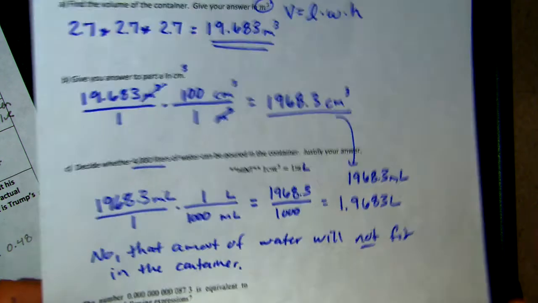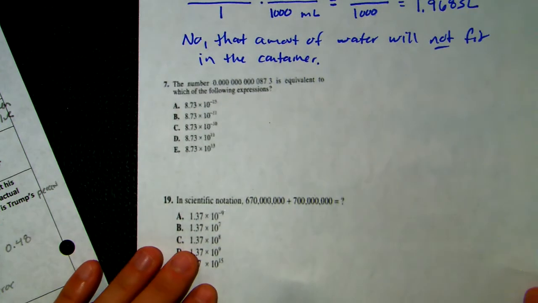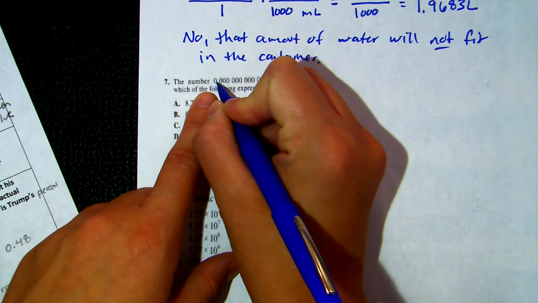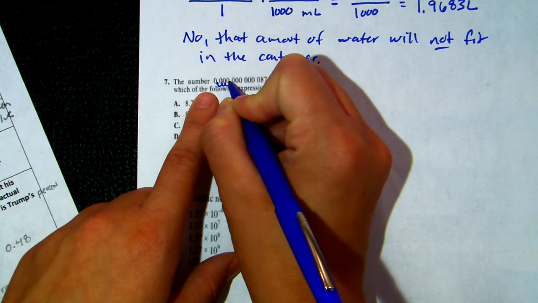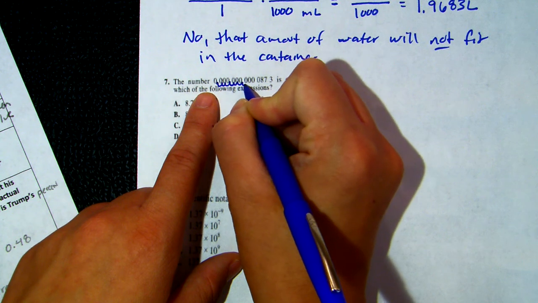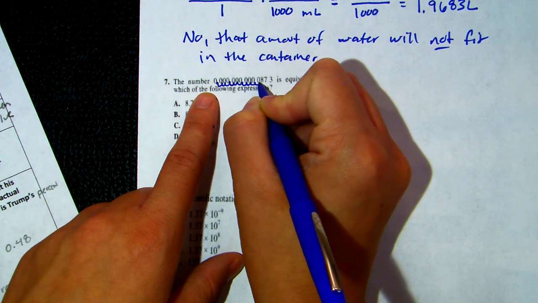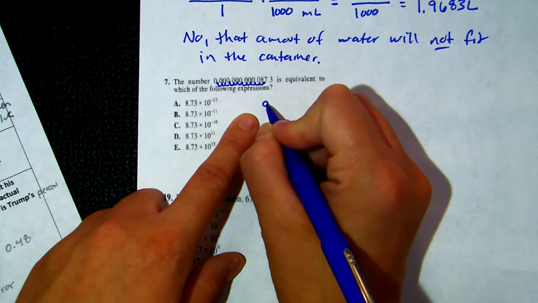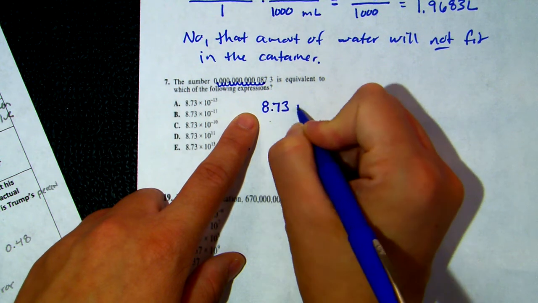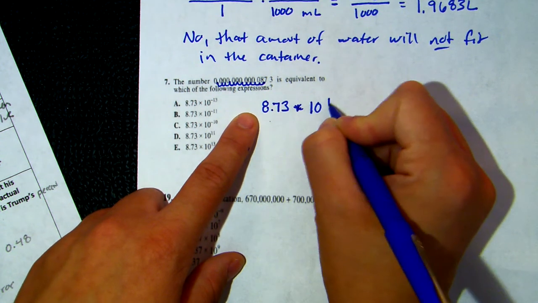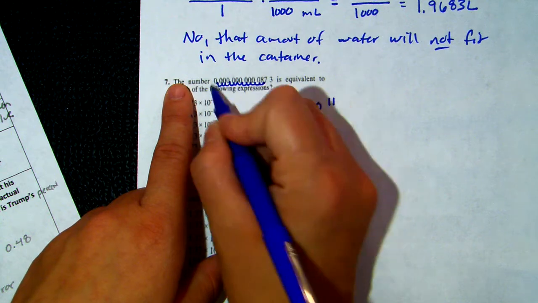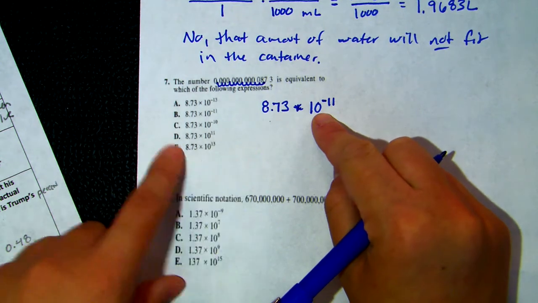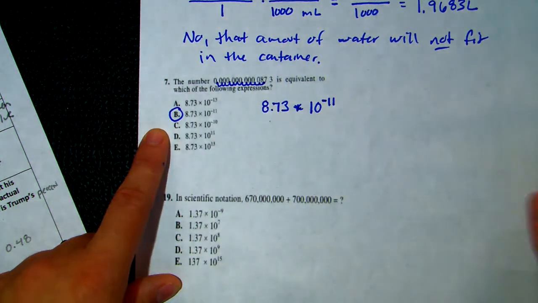All right, very last two are practice ACT problems. Both have to do with scientific notation. This first one here, my decimal point is right here. I'm going to move this 1, 2, 3, 4, 5, 6, 7, 8, 9, 10, 11, till there's only one number to the left of the decimal point. So that gives me 8.73 times 10 to the power of 11. But this is a really, really tiny number. So our exponent has to be negative. So my answer here is B.